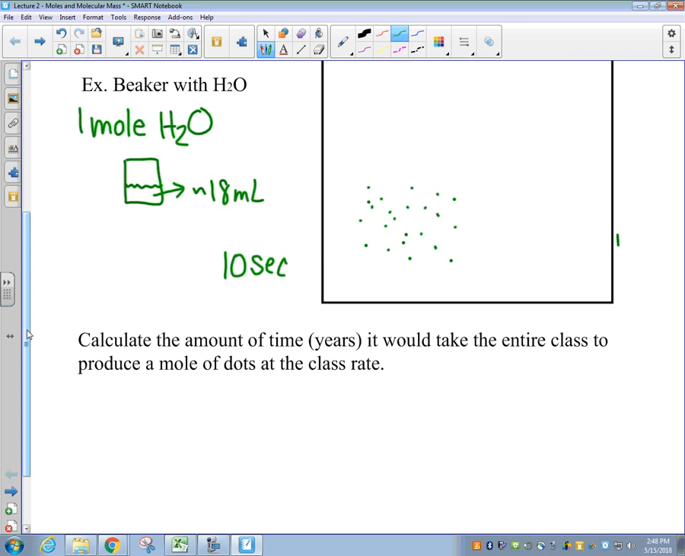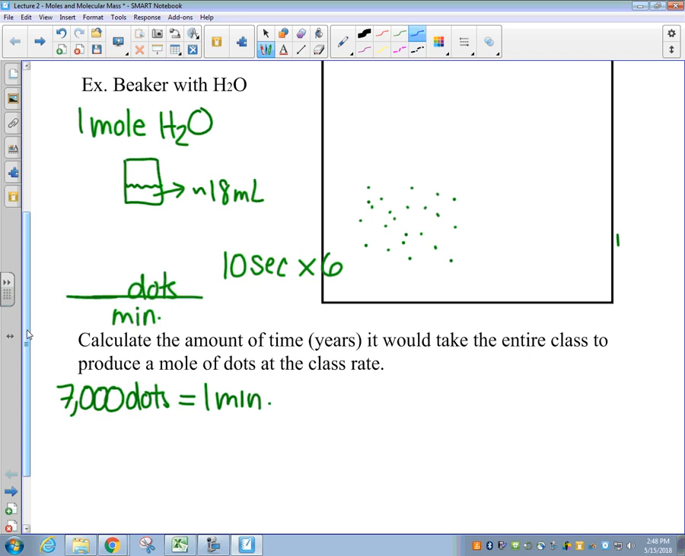And then after 10 seconds, what I would do is I'd say, all right, everybody count the number of dots that you have. Let's go ahead and multiply that by 6 so we can figure out how many dots we were able to do per minute. And then we added up everybody in the class. I went around and I said, how many dots did you get in 1 minute? And I went through the entire class and we added them all together, and we got a rate of how many dots we could do together as a class in 1 minute. And what we found in class is that we were able to get 7,000 dots in 1 minute. That is our class rate for making dots.